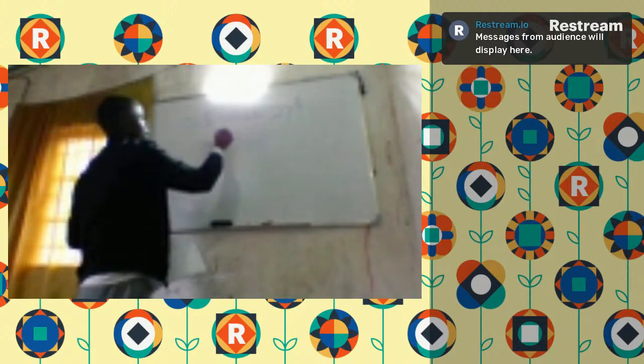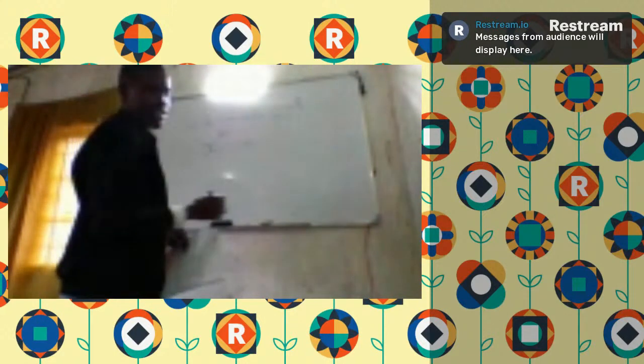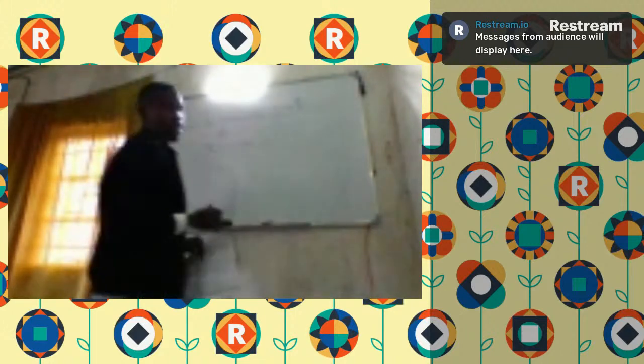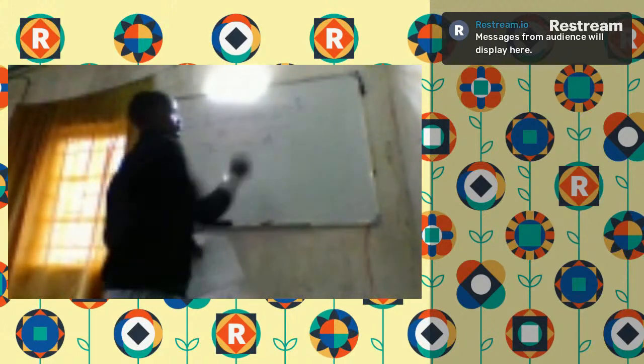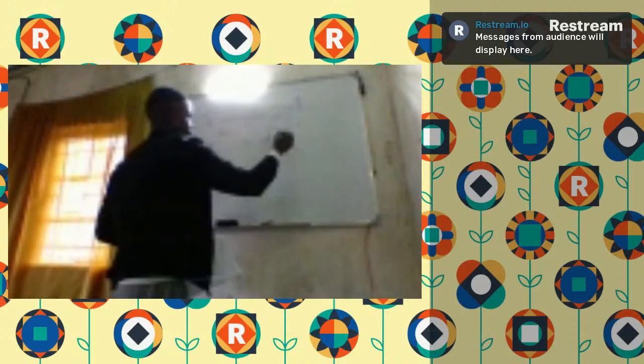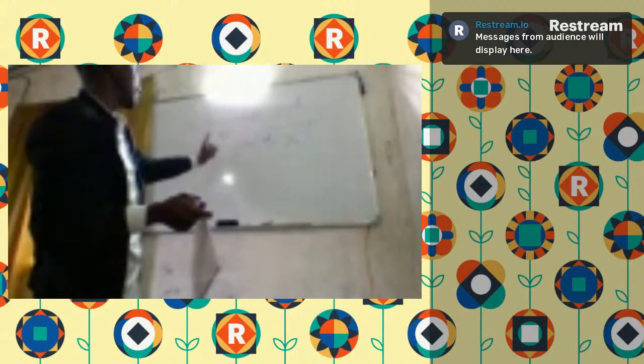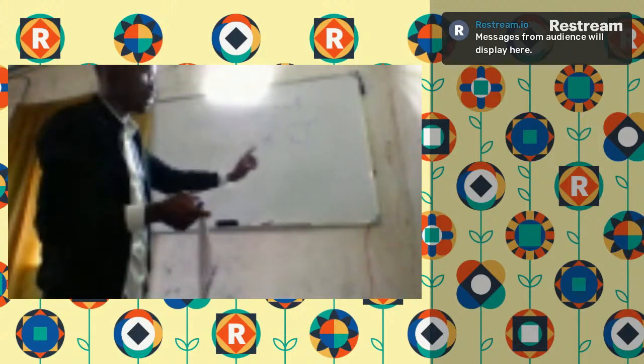The first is, remember, under indices we are told that if you have x to the power n over m, this is the same as the mth root of x raised to n.